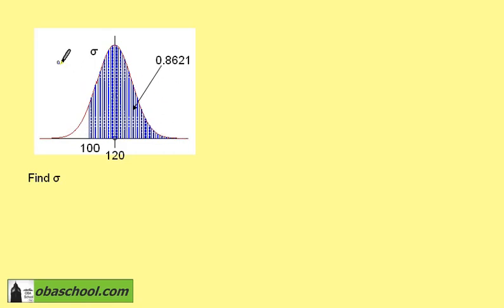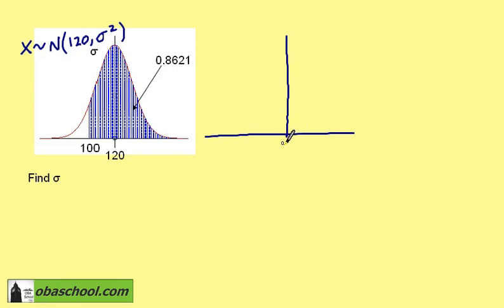Here we have a normal distribution, x, which is normally distributed with a mean of 120 and a variance which we don't know. We do know the probability that x is greater than 100 is 0.8621. We can use the symmetric nature of normal curves to draw this so that it will work with one-sided tables. Clearly, 140 is the symmetric point to the right.